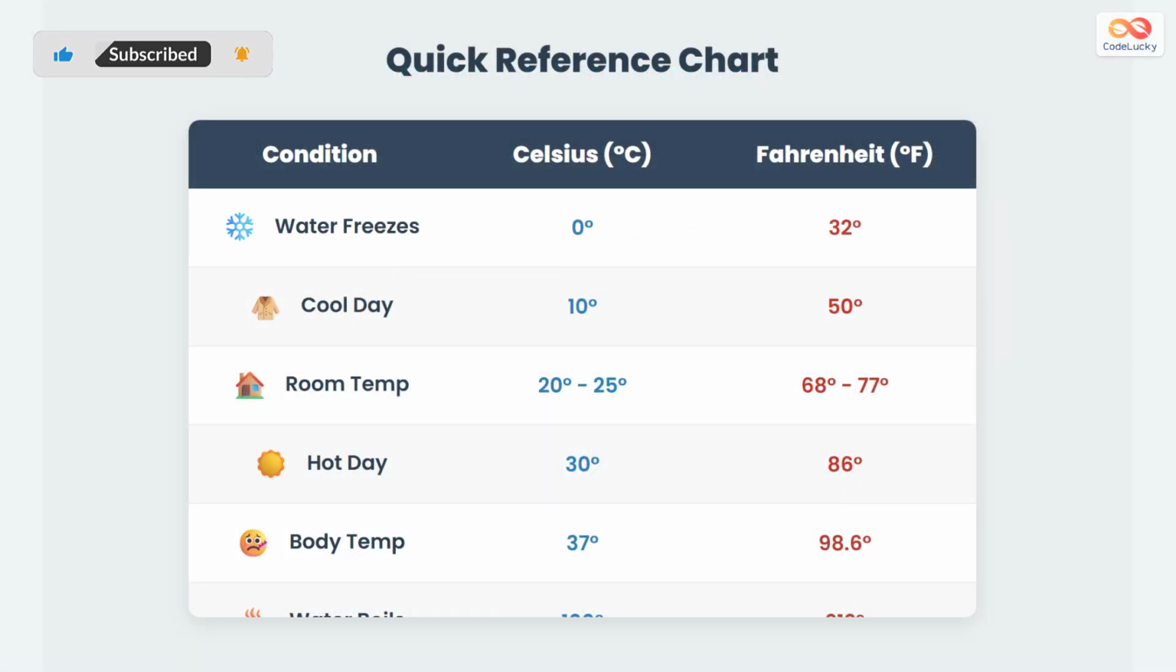Here is a quick reference chart for common temperatures. You can see how the numbers line up. 10 degrees Celsius is a cool 50 degrees Fahrenheit. 30 degrees Celsius is a hot 86 degrees Fahrenheit. And body temperature is 37 degrees Celsius, which is 98.6 Fahrenheit.